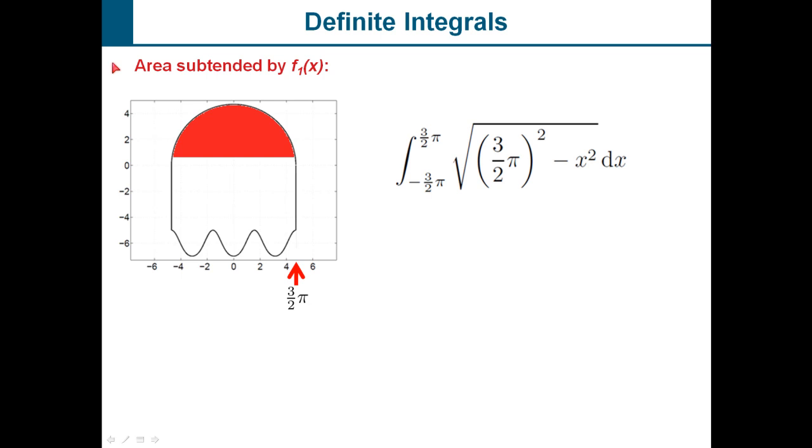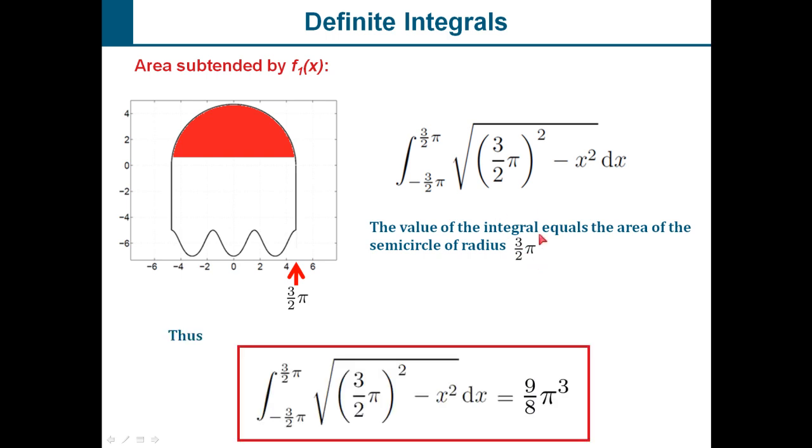Let's start calculating the area subtended by f1. In theory, we should compute this integral. However, it's much easier to observe that the value of the integral is nothing else than the area of the semicircle of radius 3 over 2 pi. We can immediately write that the value of this integral equals 9 over 8 times pi cube. In other words, the radius squared, 9 over 4 pi squared, that multiplies pi over 2.